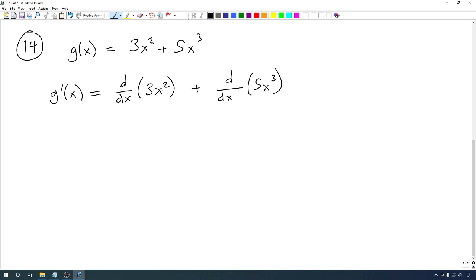Next, because I know how to differentiate powers, we have a power rule, but we don't want to deal with the constants that are in front of them. We can pull those constants out. So this is 3 times the derivative of x squared. And this one is 5 times the derivative of x cubed.